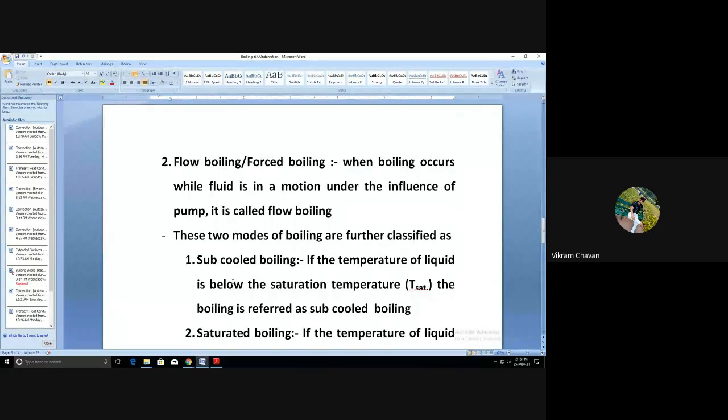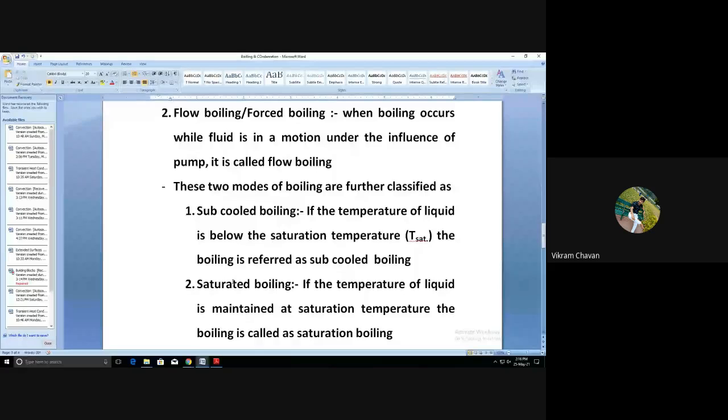Whereas saturated boiling means what? If the liquid temperature is maintained at the saturation temperature, then that particular boiling is called saturated boiling. Is everyone getting the difference between pool boiling and flow boiling, and also the difference between subcooled boiling and saturated boiling?